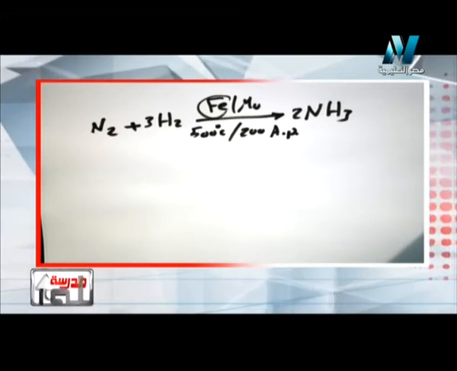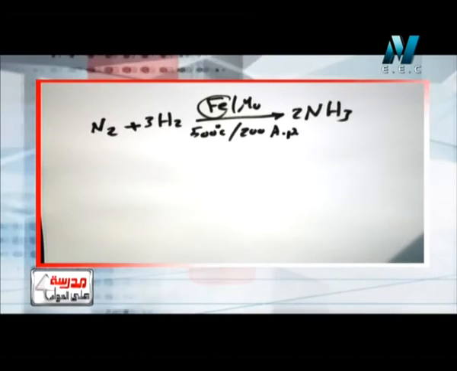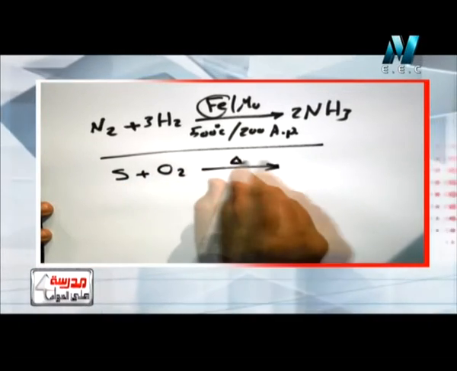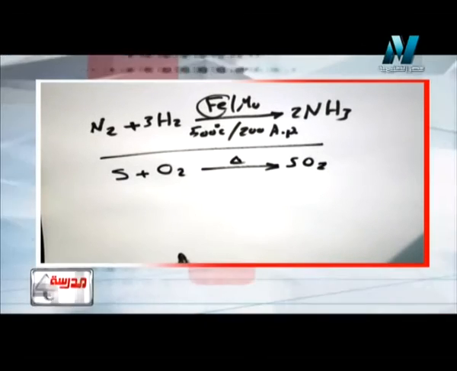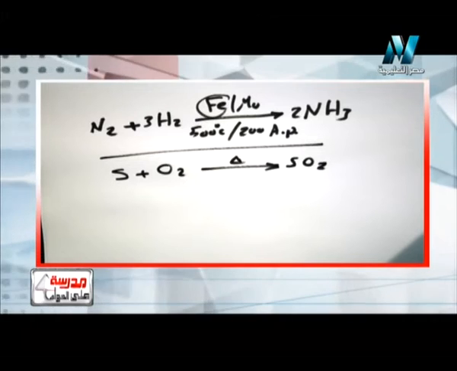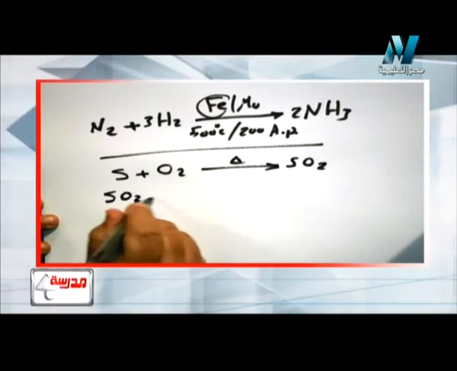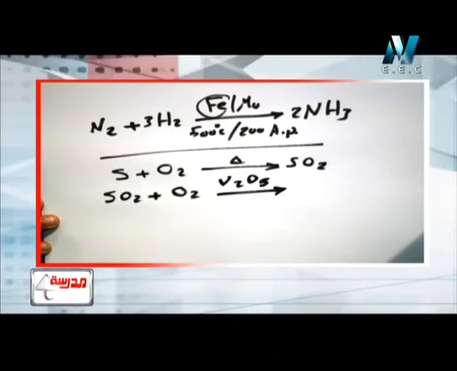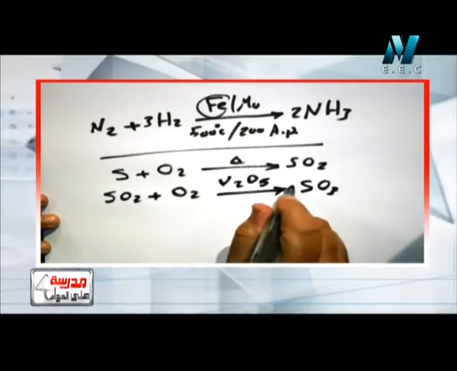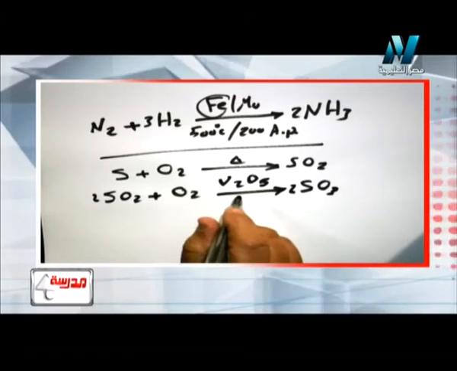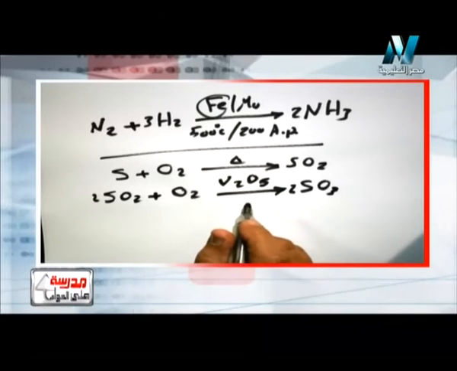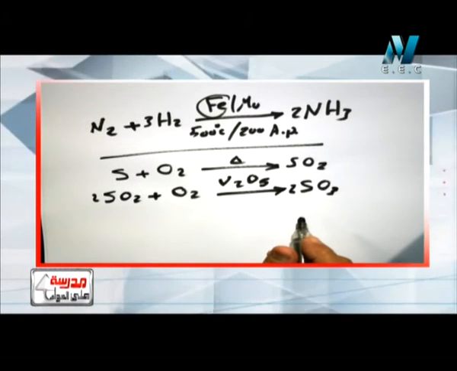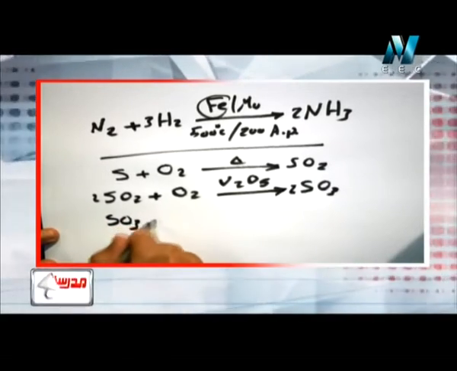Also, in the contact process to prepare sulfuric acid, we use vanadium pentoxide as a catalyst. We know that S can react with oxygen to form SO2 by heating. When dissolved in water, this doesn't give sulfuric acid, it gives sulfurous acid, H2SO3. But when SO2 combines with oxygen in presence of vanadium pentoxide, V2O5, it gives SO3. To balance the equation, we put 2. So vanadium pentoxide is the catalyst used to convert sulfur dioxide to sulfur trioxide. Sulfur trioxide dissolved in water gives sulfuric acid.